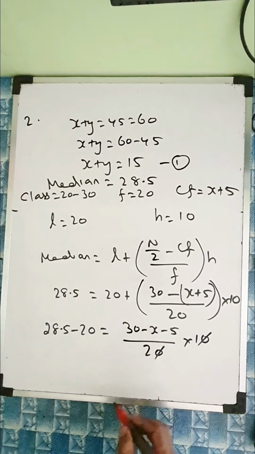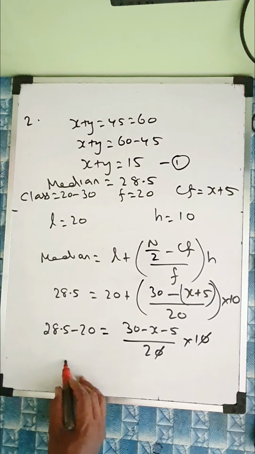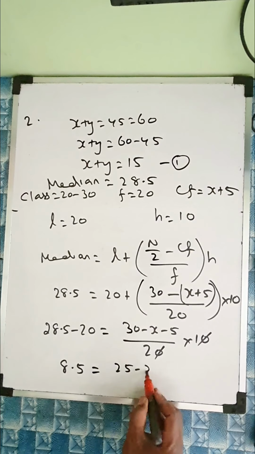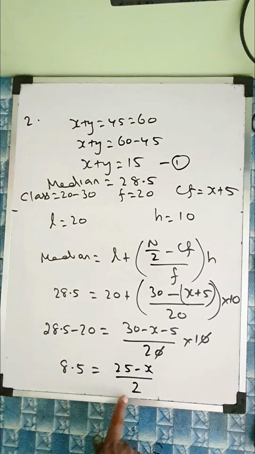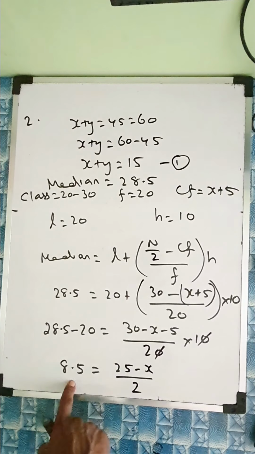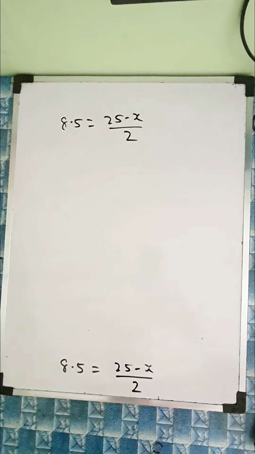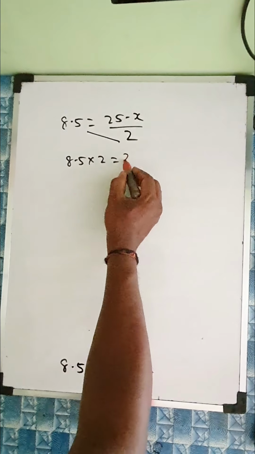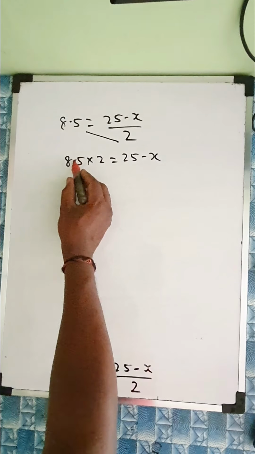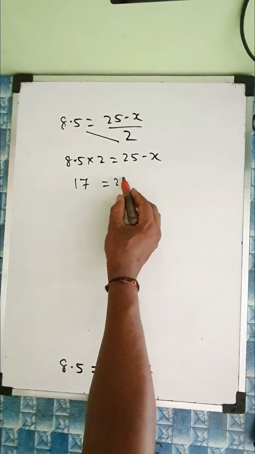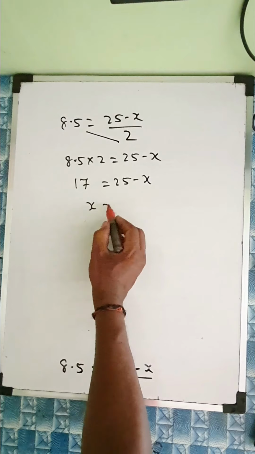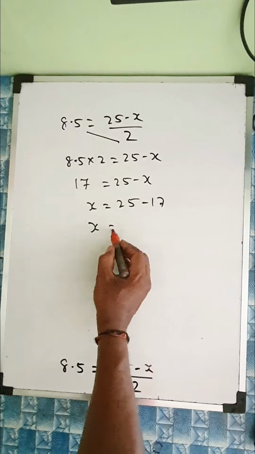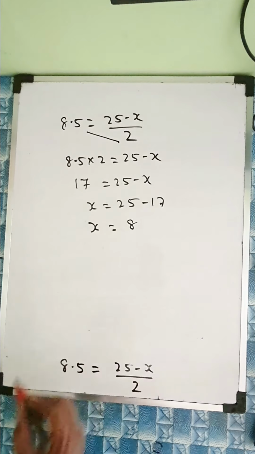So the zeros cancel. 28.5 minus 20 is 8.5. 30 minus 5 is 25, minus x, by 2. Now this 2 we bring here, and we can multiply. So 8.5 into 2 equals 25 minus x. 8.5 into 2 is 17, equals 25 minus x. So the minus x comes here as plus x, and the 17 goes across as minus 17, just changing the place. So x equals 25 minus 17, which is 8.